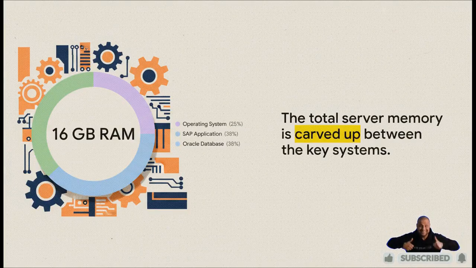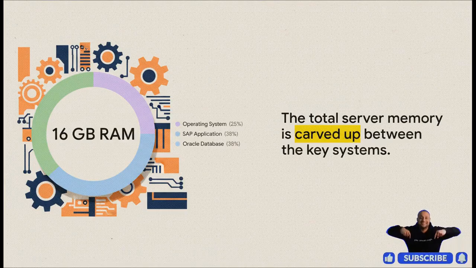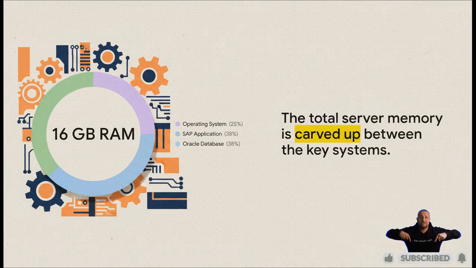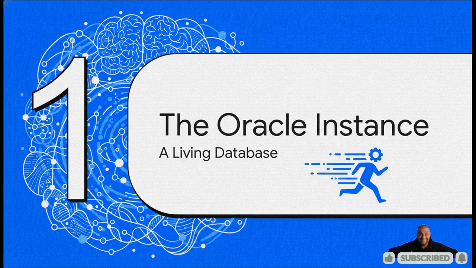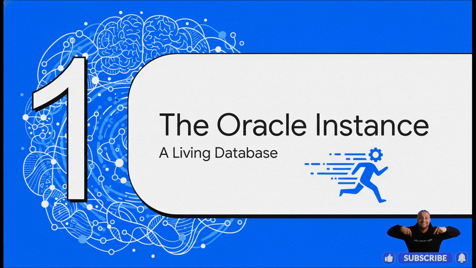The operating system needs its slice to run, of course. Maybe you have an application like SAP taking a huge chunk, and then our database, we'll use Oracle here. It gets its own dedicated 6 gigabyte slice to play in. This little reserved area of memory is the database's entire world. This active running part of the database, the part that's actually doing stuff inside its slice of memory, that's what we call an instance. It's not just some dead file sitting on a hard drive. This is the living, breathing brain of the whole operation.